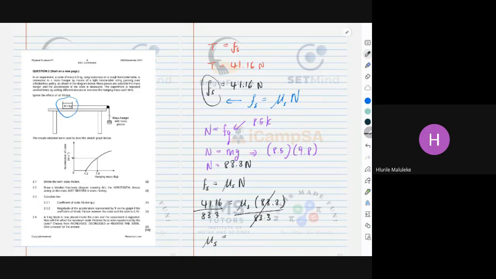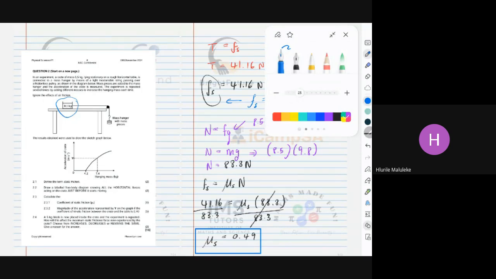What would be the answer? 0.94, 49, sorry, 0.49. It doesn't have any units, right? So this is your final answer here. So that is how you get the mu.